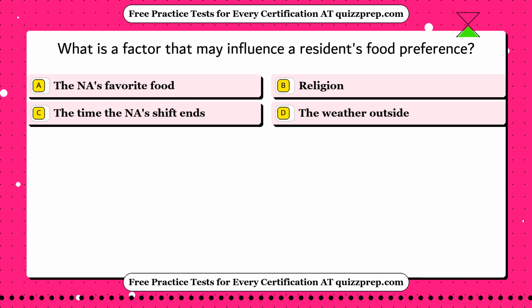Question 13. What is a factor that may influence a resident's food preference? Option A. The NA's favorite food. Option B. Religion. Option C. The time the NA's shift ends. Option D. The weather outside.